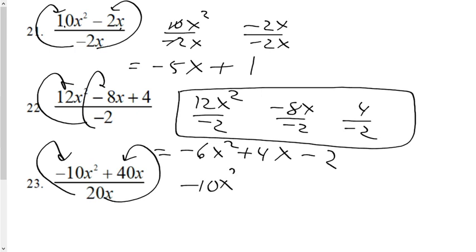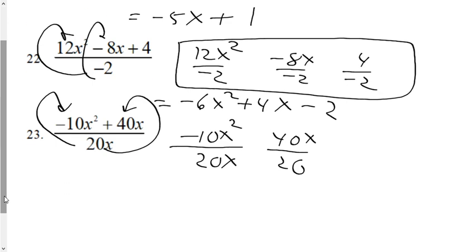-10x squared divided by, just seeing if you're awake, and 40x divided by 20x. When you divide -10 by 20, you get a -0.5. X squared divided by x is x. 40 divided by 20 is 2, or +2, x remaining by itself. Oh, I forgot to put this x here. And therefore your answer is this, and that's your solution.